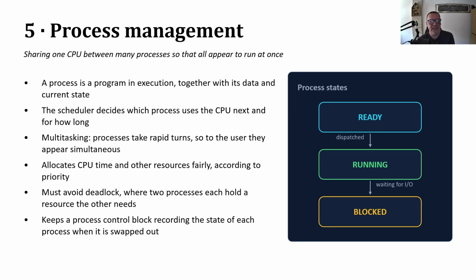So the idea is to allocate CPU time and other resources fairly and in an efficient way. It needs to avoid deadlocks where two processes hold the resource that the other one needs. And it keeps a process control block recording the state of each process when it's swapped out. So it remembers what it was doing before it was swapped out, and then can pick up again and run when it restarts. You may sometimes see process state diagrams drawn for this kind of thing, but again, that's more detail that will come next year.